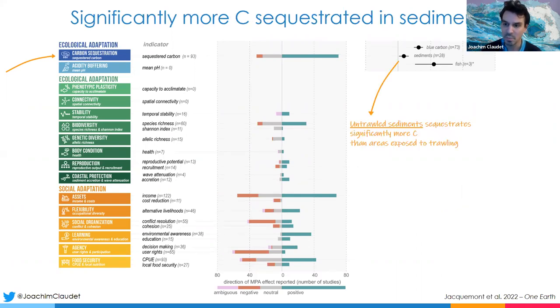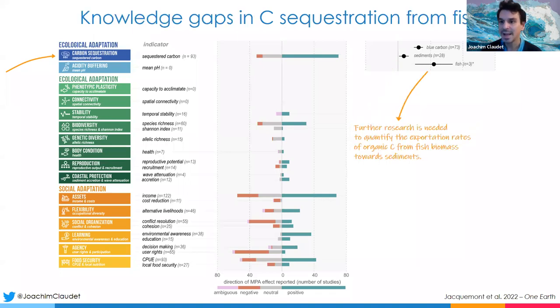Then for sediment, we found that untrawled sediments could sequester significantly more carbon than areas exposed to trawling. So this is an important result, and we have quantified that. We will come back to that when we compare by habitats. And then fish, where you see only N equals 3, although this is the most studied component of anything about MPAs, but there is an asterisk here, and this is just to indicate that these are three meta-analyses.